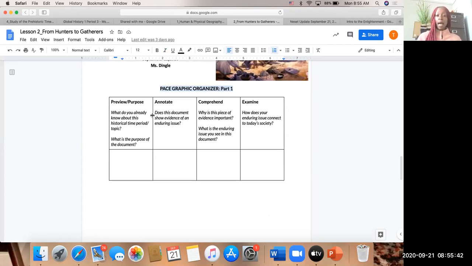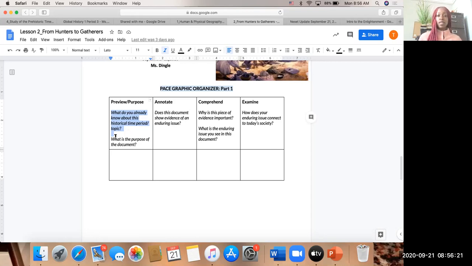After I read the map and looked at the key, I'm going to look at my purpose. Remember, the purpose is always going to be the same. It's kind of like a preview. What do I already know about this historical time period? I know that the map shows the migration of early humans. I know during that time, the humans were considered Homo sapiens, hunters and gatherers. I know that this was during the Paleolithic era. And I also know that when the humans were migrating, they were looking for shelter and food, and their way of life wasn't as our way of life is today.